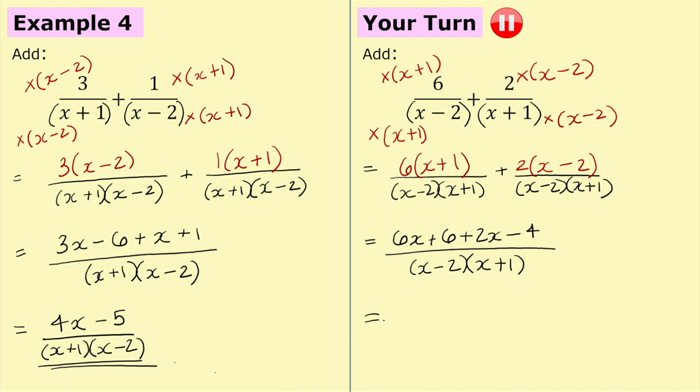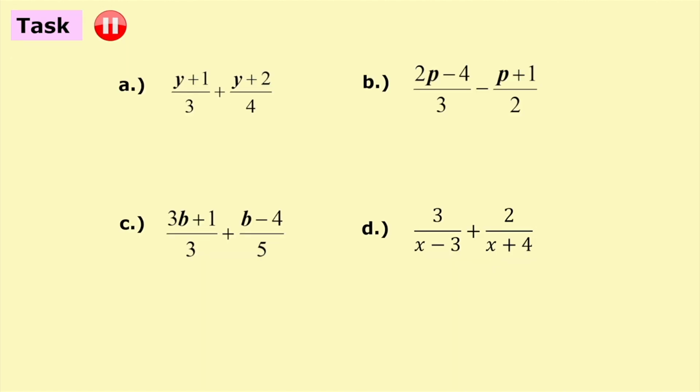And then lastly, collecting like terms, so 6x plus 2x gives us 8x, and then 6 subtract 4 gives us plus 2 all over x subtract 2, x plus 1. And that is your final answer. So well done if you got that. So with that in mind, I would like you to now pause the video here and try these 4 questions.